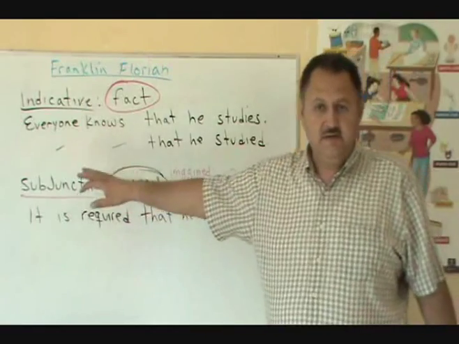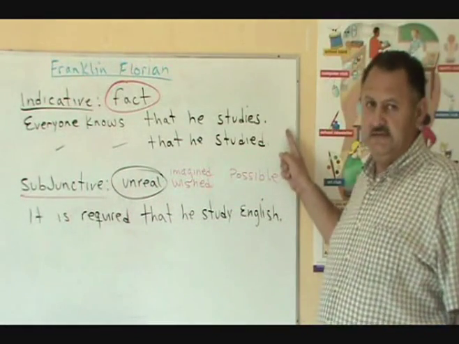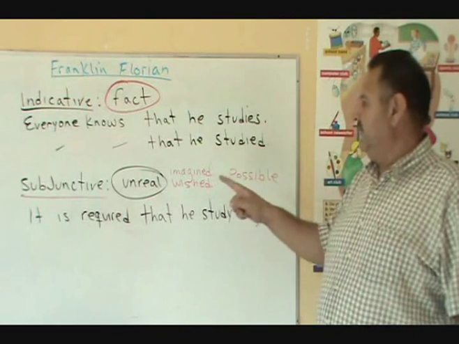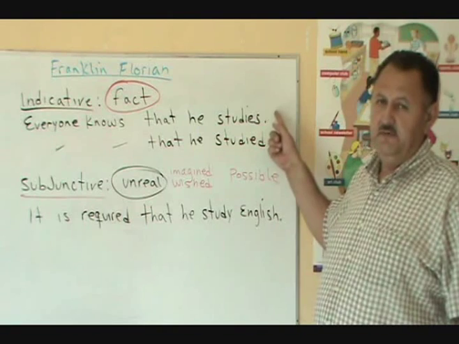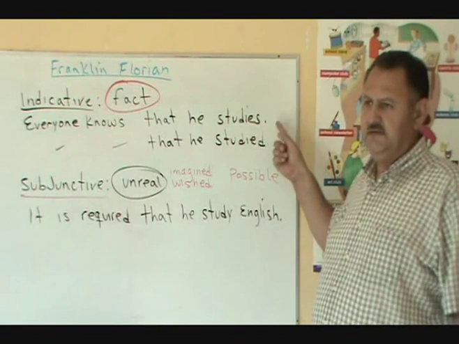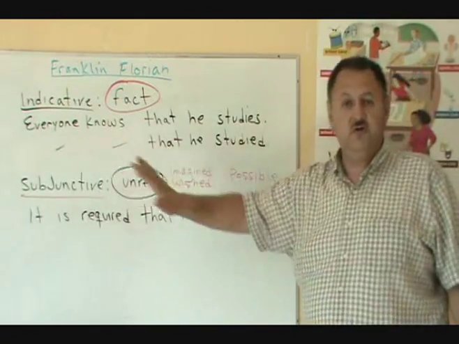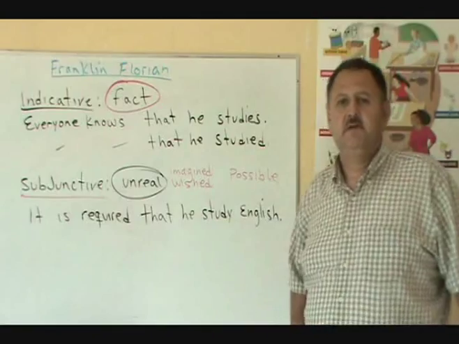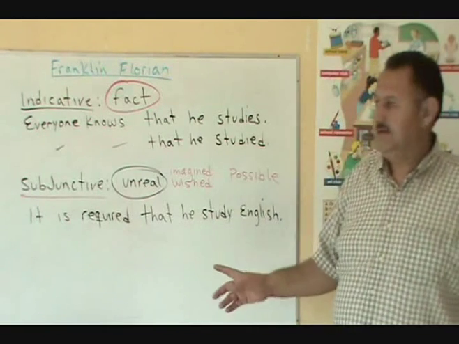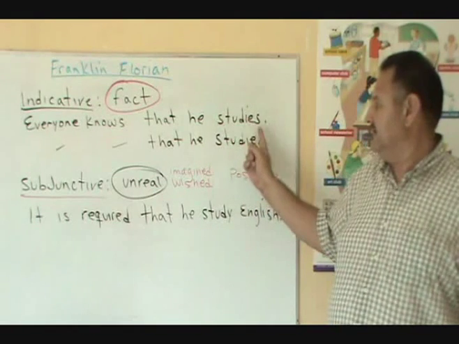Okay, and look at this example that I put here. Everyone knows that he studies. Everyone knows that he studied. So here's an example of the indicative in the present and in the past. And this, everyone knows, that means it's real. It is a reality. Entonces, everyone knows that he studies.